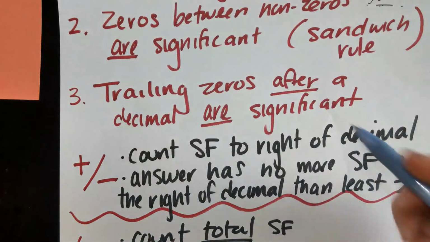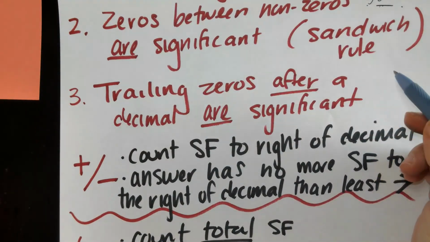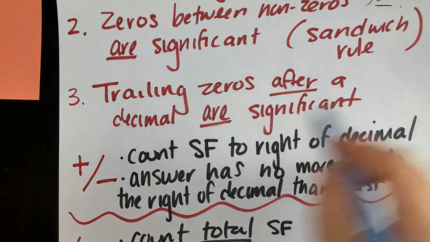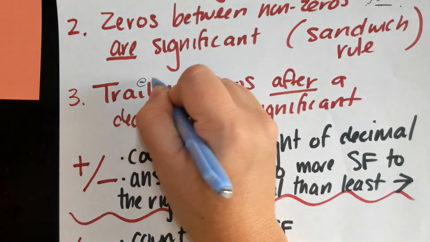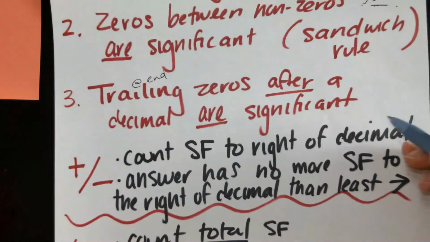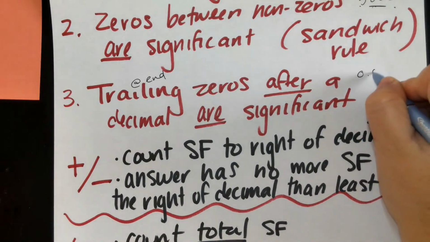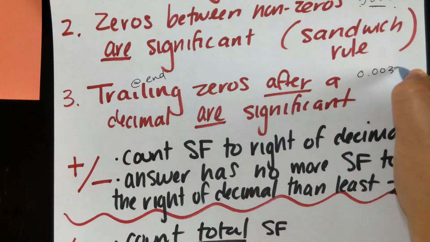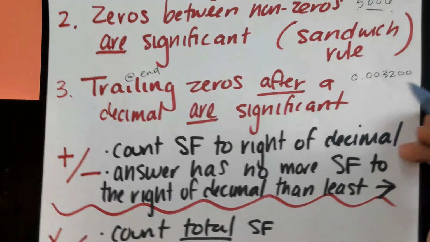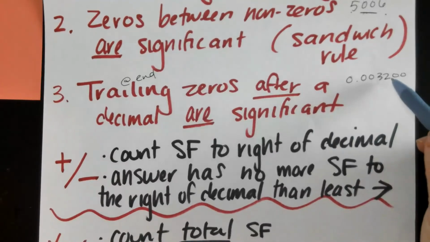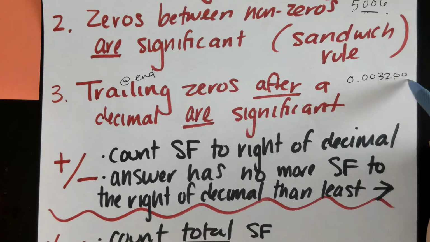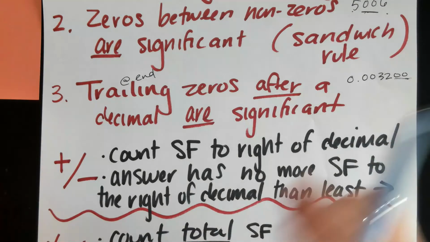If we have trailing zeros after a decimal, those are considered significant. Trailing means at the end. Okay? Trailing is at the end. So 0.003200. Okay? And you might say, why do you have these zeros at the end of this decimal?